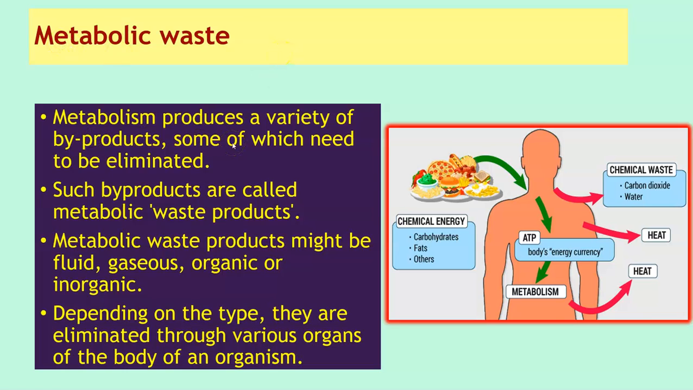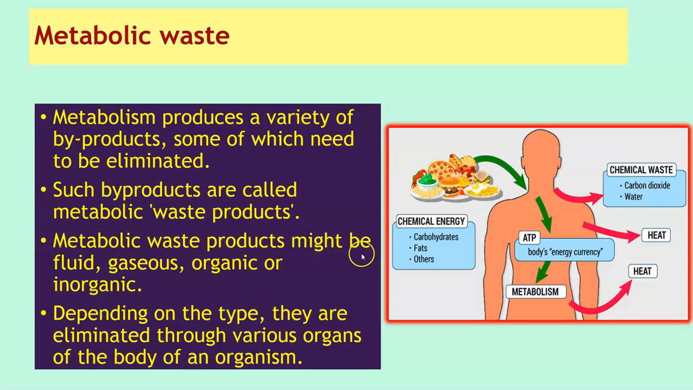Students, let us quickly first know about what is metabolic waste. Students, there is an array of chemical processes occurring in the body of an organism. The sum total of these processes is called metabolism. So metabolism involves catabolic, that is breaking down, and anabolic, that is building up processes. Metabolism produces a variety of byproducts, some of which need to be eliminated. Such byproducts are called metabolic waste products.